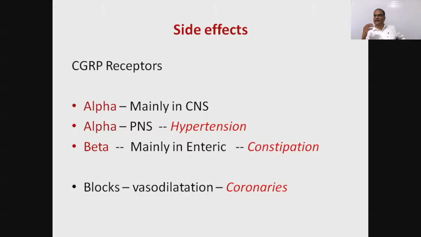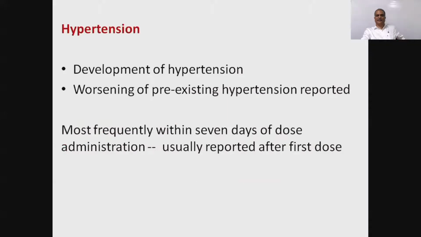Another side effect which can be anticipated is hypertension, because it's a vasoconstrictor. When it acts on the alpha receptors in the peripheral nervous system, it can vasoconstrict your blood vessels and potentially cause a high rise in the blood pressure. Another important thing you should know is these drugs actually block vasodilatation. So there is a big question mark whether this can be used in patients with coronary artery disease, where we need vasodilatation, and we are giving drugs to cause vasodilatation. So hypertension, as you saw, is one of the side effects.